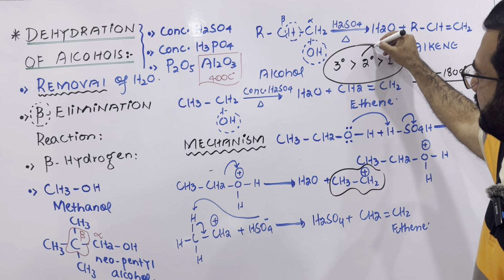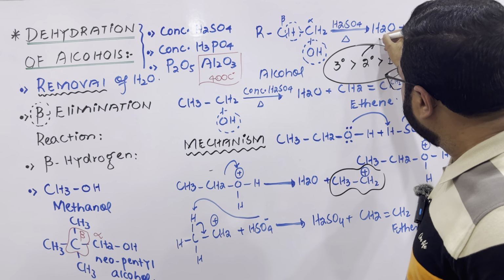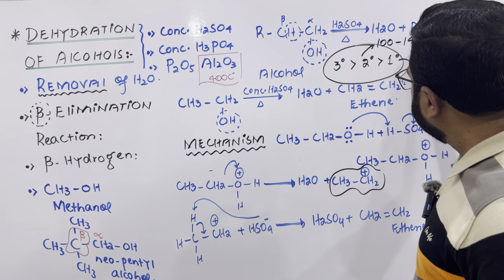In case of secondary alcohols, usually the temperature required ranges from 100 to 140 degrees C. And in case of the tertiary alcohols, which are easily dehydrated, the least temperature, 25 to 80 degrees Celsius, depending upon the structure of the alcohol, will be required. So in case of tertiary alcohol, least temperature is required due to its easiness of dehydration. In case of primary alcohol, maximum temperature will be required due to its very difficult dehydration, which in turn is due to the least stability of the primary carbocation.